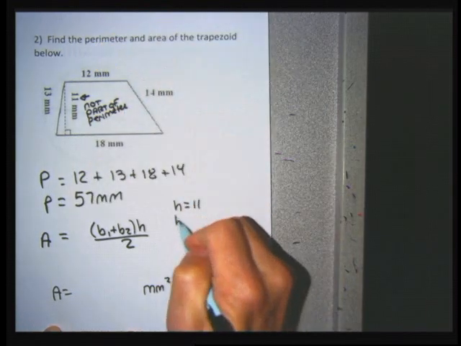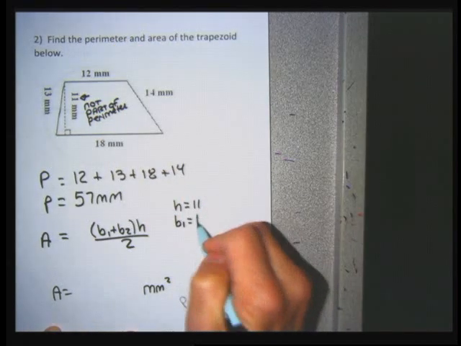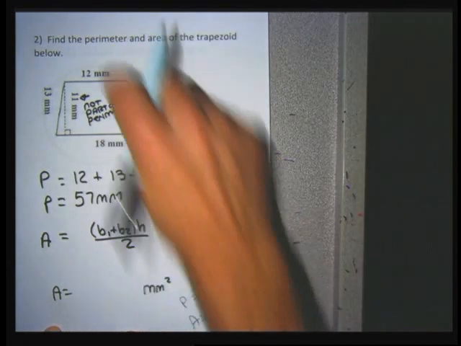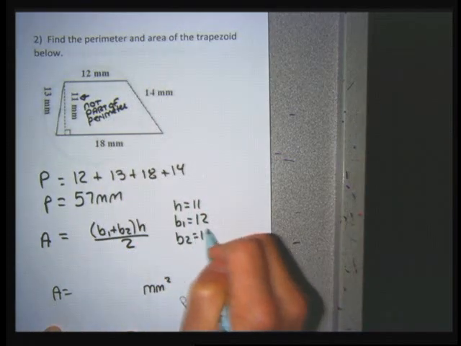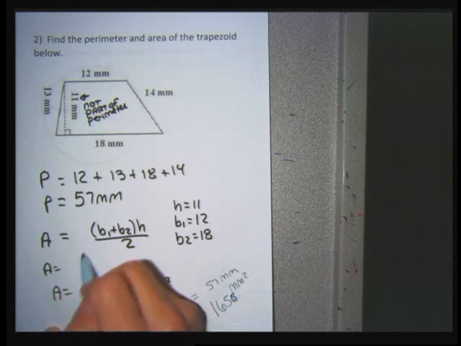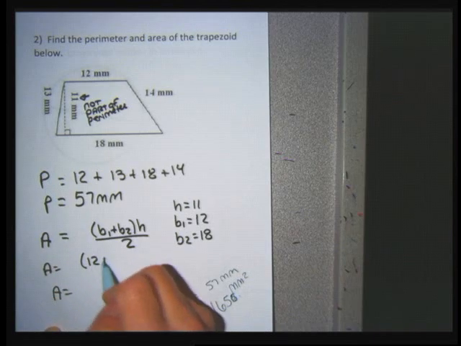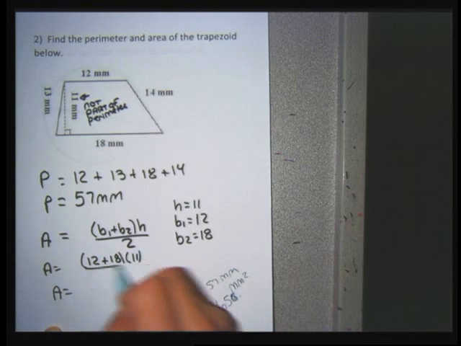So for base sub 1, I can call it the shorter length of 12 millimeters, but it really doesn't matter. And base 2, I'm going to call 18 millimeters. So my area is going to be base 1, 12, plus base 2, 18, times the height of 11 over 2.